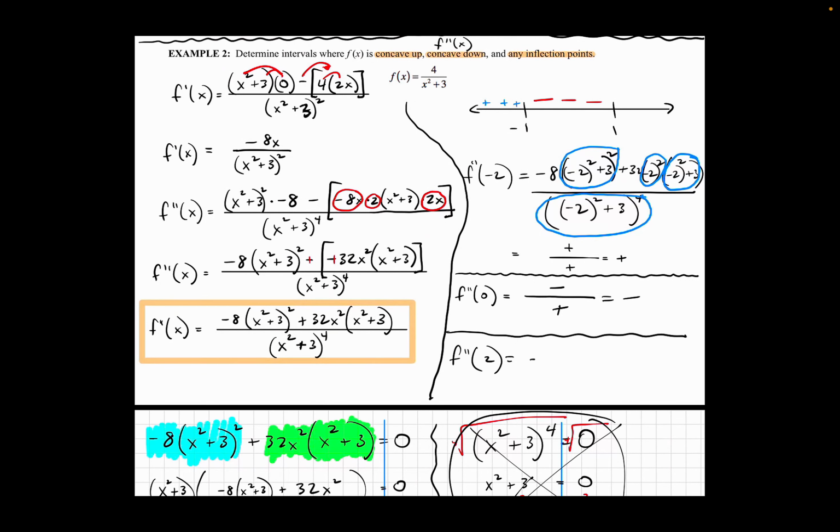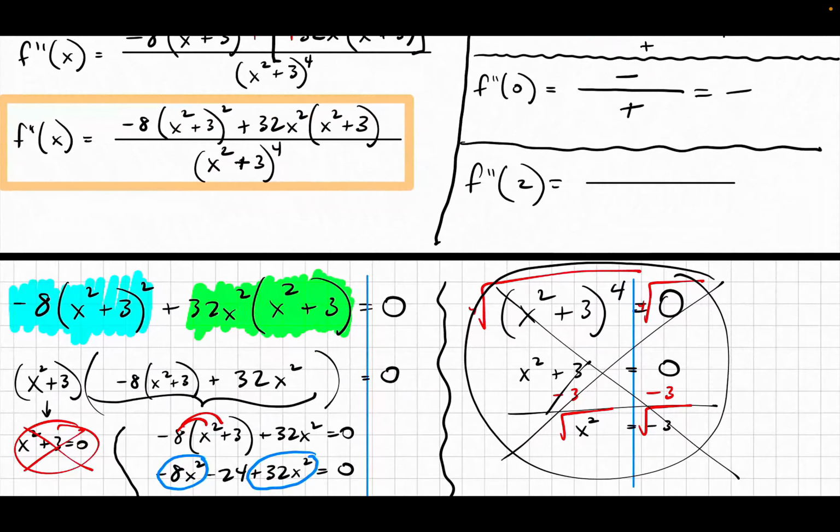Now the last one, bigger than 1, I'll put 2. So let's do some mental math again. Bottom's always going to be positive. Doesn't matter what you plug in, it's always going to be positive. So this guy is going to be negative 8 times a positive. This guy is going to be 32 times a positive. Well, 32 is bigger than negative 8, so it's going to end up being positive here.